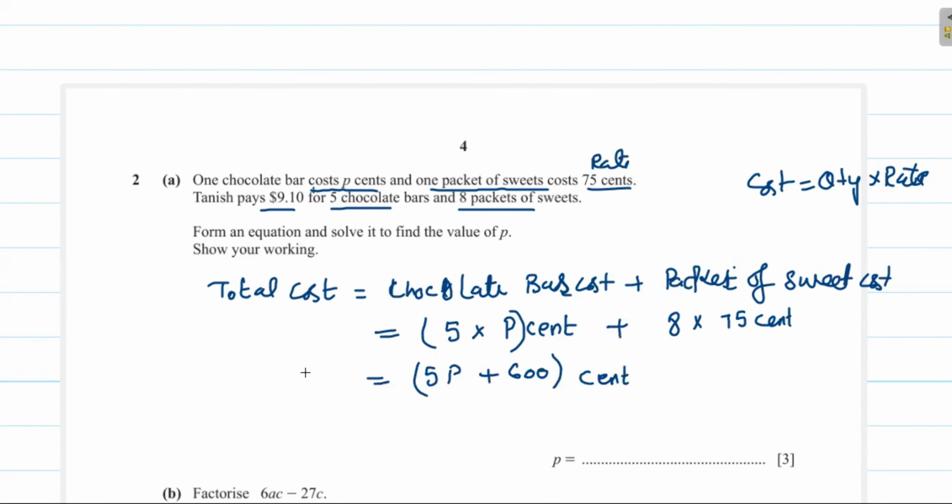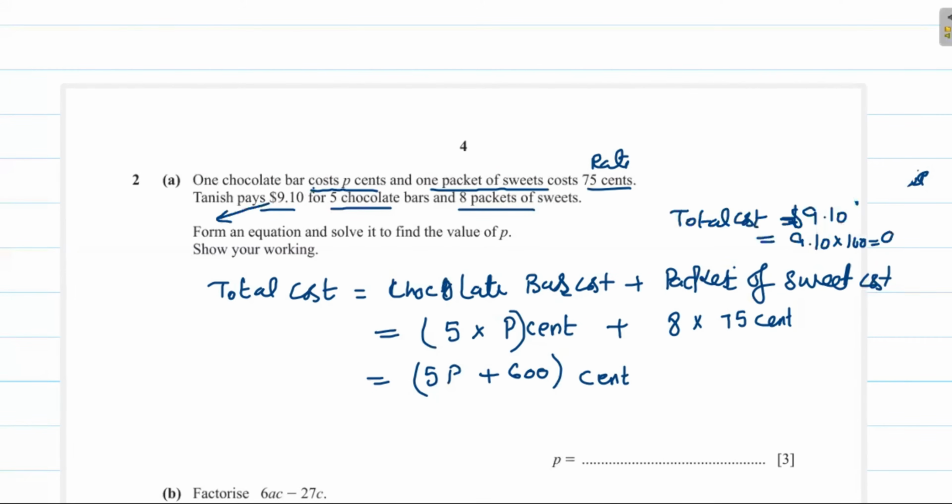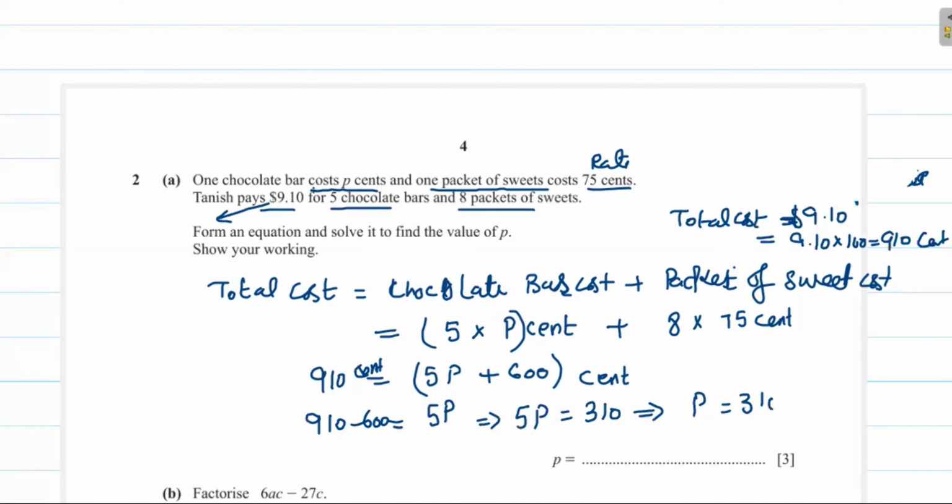Now we can write this value in cents. If we multiply by 100, this total cost of $9.10, 9.10 multiplied by 100, is equal to 910 cents. Now we write here 910 cents. Now that value will become 5p. 910 minus 600, that will be equal to 5p will be equal to 310, and p will be equal to 310 divided by 5. Now that becomes 62. So 62 cents is the answer.